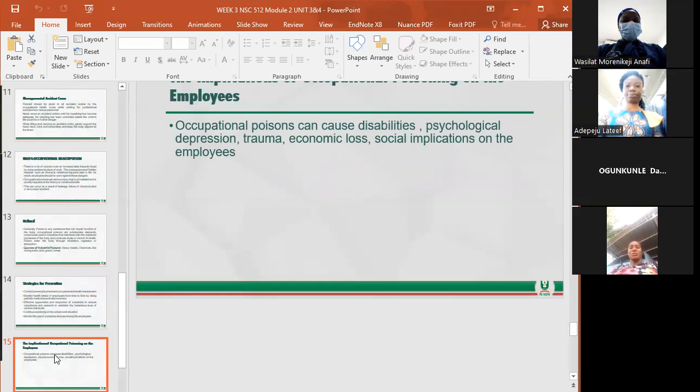So, as I was saying, occupational poison can cause disability, like Keji mentioned. Not only disability, it can also cause psychological depression, trauma, and economic loss because the person keeps spending and spending, and the implication is on the employees.